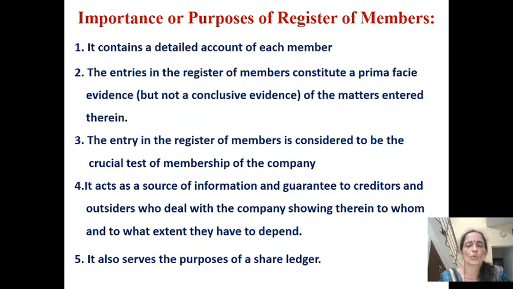It acts as a source of information and guarantee to creditors and outsiders who deal with the company, showing therein to whom and to what extent they have to depend. It gives guarantee to the creditors regarding the persons to whom they can rely upon. It gives them the particulars relating to the members of the company.